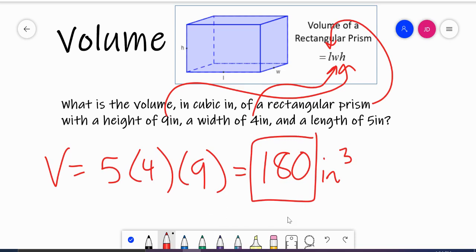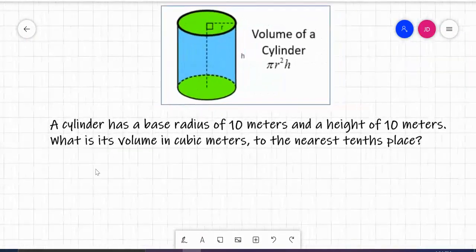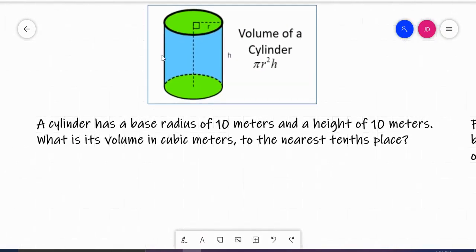Let's look at another figure: a cylinder, or like a can. We have different parts of the cylinder. We have the height of the cylinder and the radius. The radius is from the center of the circle to the edge of the circle. That's the distance of the radius. And our formula is pi r squared h.